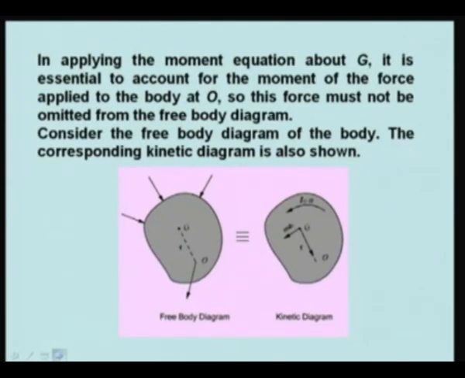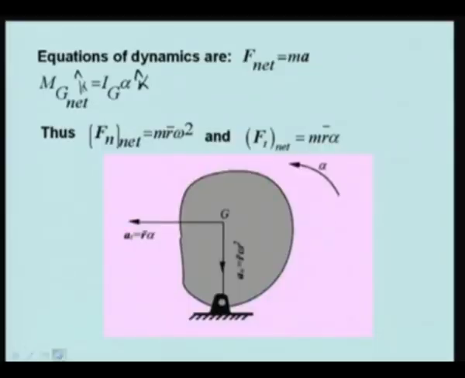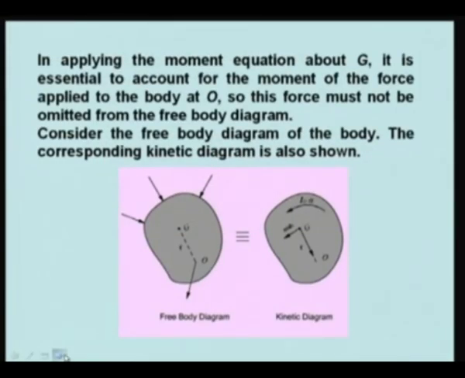Now when you apply the moment equation about G, MG net is equal to IG times alpha, always remember that you have to account for the moments of all the forces applied to the body. That means you even have to consider the internal forces applied at O. When you make a free body, you have to understand that there are some internal forces at O. These also have to be reaction forces. They have to be taken into account. So this force must not be omitted from the free body diagram. That is the point.